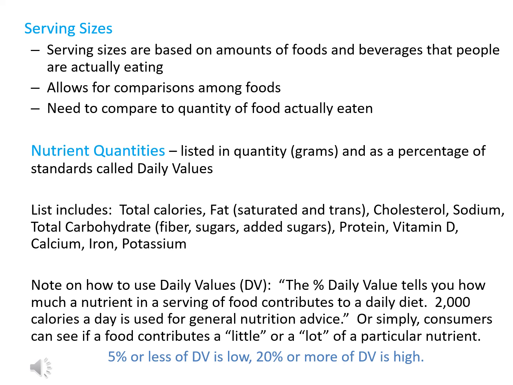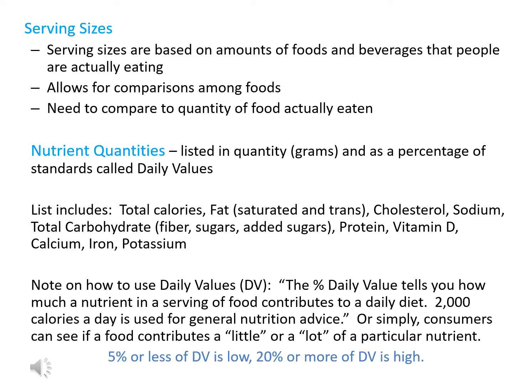As I mentioned, these nutrient quantities are listed as a percentage of standards which are called the daily values. And often consumers are a little unsure about what these daily values actually refer to. Well, these daily values, often just abbreviated as DV, tell you how much of a nutrient in a serving of food contributes to your daily diet. The percentages are based loosely on a 2,000 calorie a day intake. And that typically is what is used for general nutrition advice.